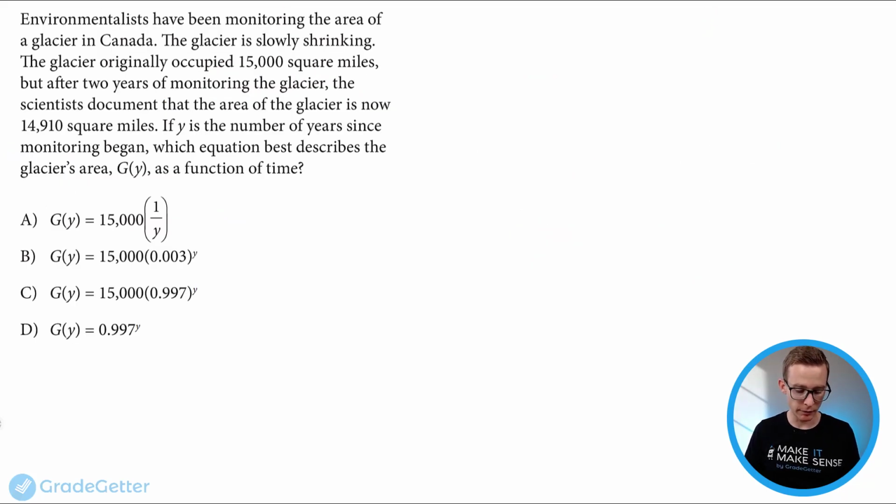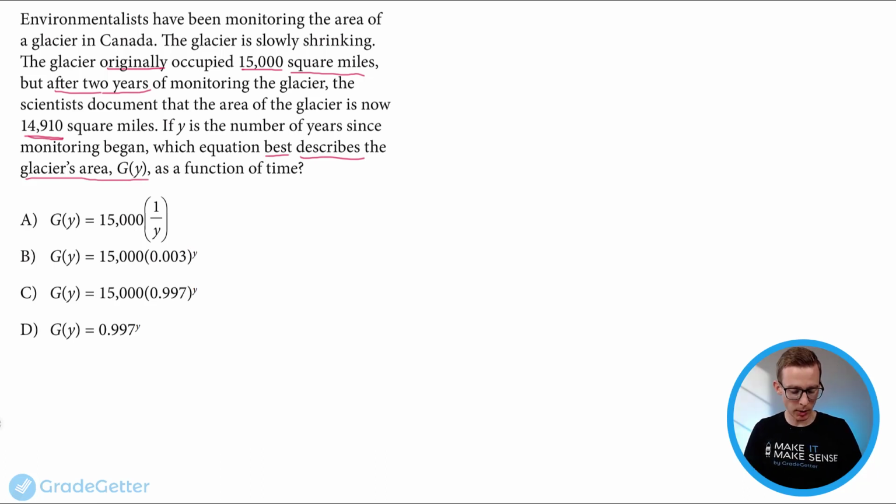Alright, our next problem says that environmentalists have been monitoring the area of a glacier in Canada. The glacier is slowly shrinking. The glacier originally occupied 15,000 square miles. That's the original area. But after 2 years of monitoring the glacier, the scientists document that the area of the glacier is now 14,910 square miles. And this was after 2 years. If y is the number of years since monitoring began, which equation best describes the glacier's area as a function of time?